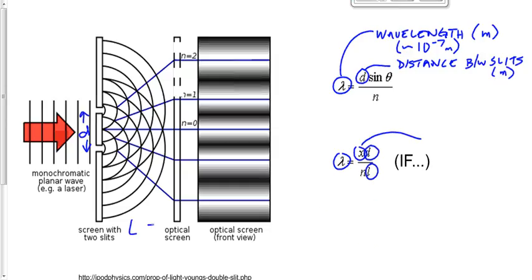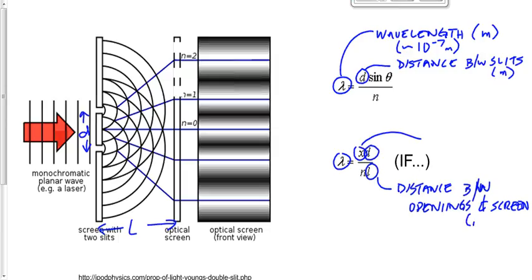L stands for the distance between the screen with the slits and then the detecting screen. So we'll say it's a distance between the openings or the slits and the screen that detects it, where you see the interference pattern. And once again, we're going to make that meters as well.